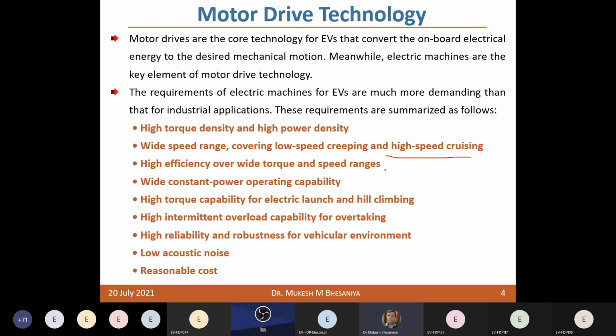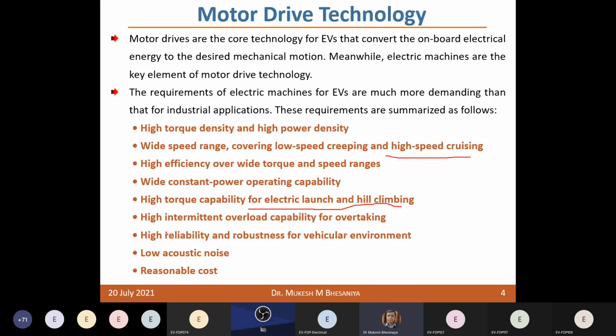Okay, so you need to check out the torque speed characteristic, and based on the operating region in that torque speed characteristic, you should work out the efficiency aspect of the machine. Then wide constant power operating capability, high torque capability for electric launch and hill climbing. These are some of the requirements specifically for the vehicle. It depends on the environment in which you are using these EVs. Then high intermittent overload capability for overtaking. This is also one of the important aspects which needs to be considered while selecting electric machines for the EV.